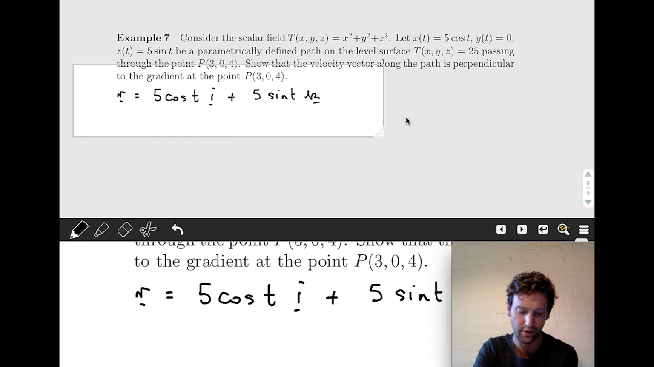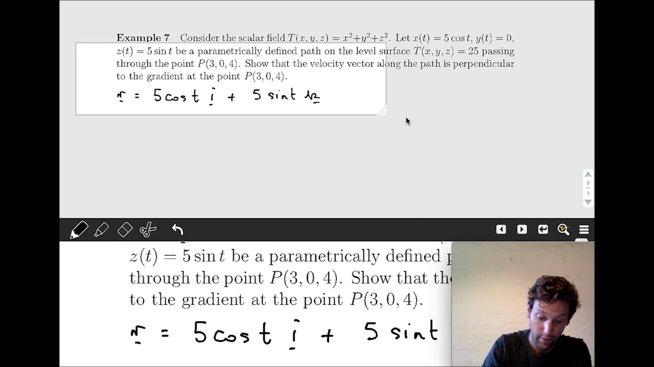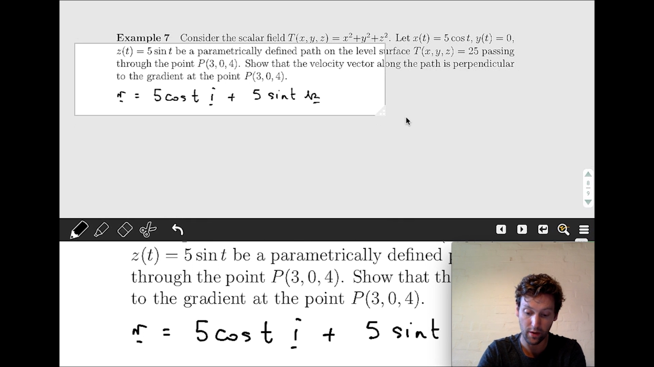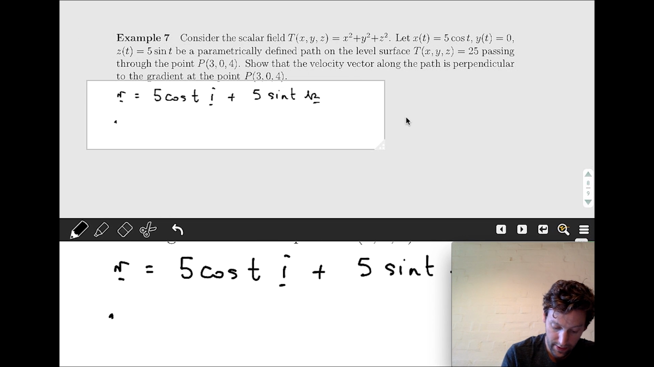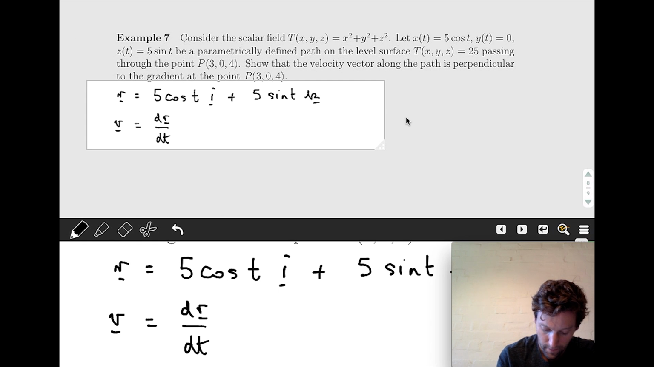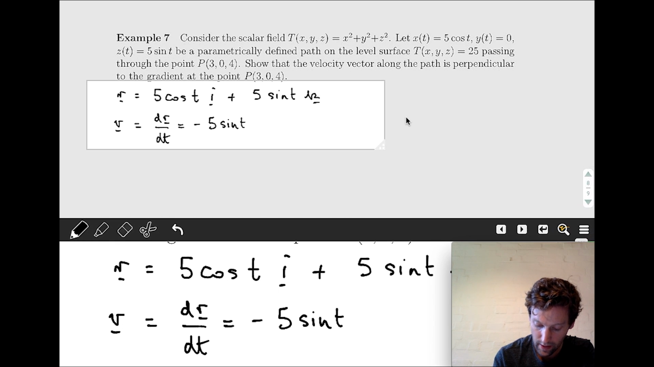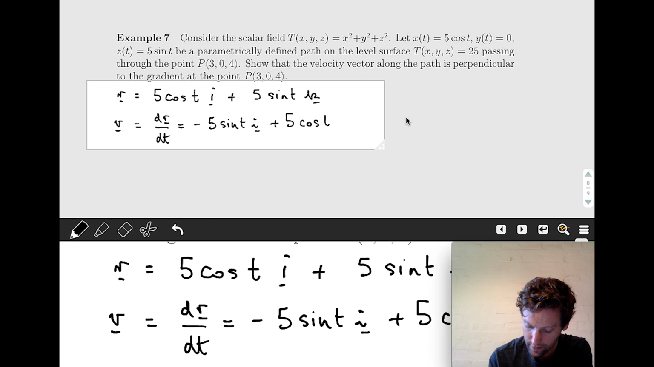So that's a parametrically defined path on a level surface for T is equal to 25, and it's going to pass through the point 3, 0, 4. So we want to show that the velocity vector along the path is perpendicular to the gradient. So we need to calculate what the velocity vector is. So our velocity is the derivative of r with respect to t, so that'll be minus 5 sine of t i vector, plus 5 cosine of t k vector.